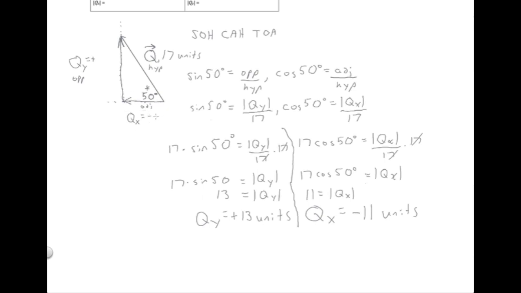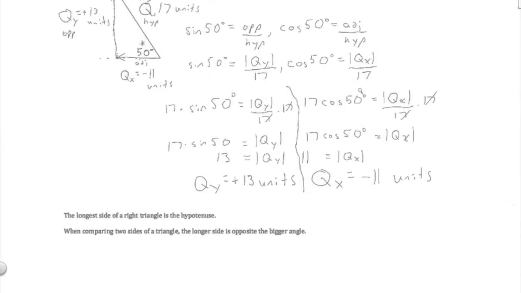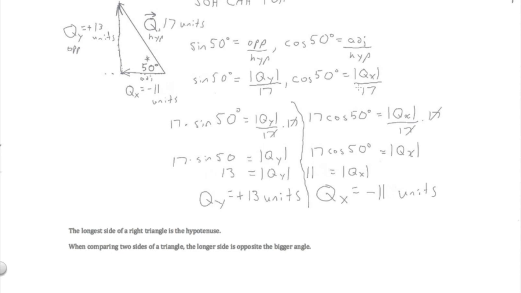All right, now I can build this into our picture. This was negative 11 units, and this was positive 13 units. Okay, so now we've broken this vector into components. Can we check if this makes sense? Whenever you obtain a result in physics, it's always good to pause and ask, does the result make sense? Is there a way to check whether we're on the right track? So do these results make sense?